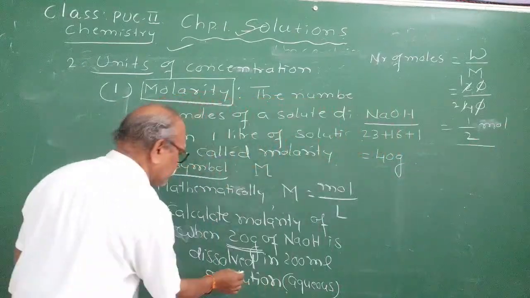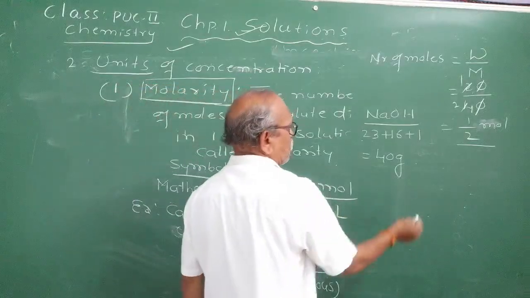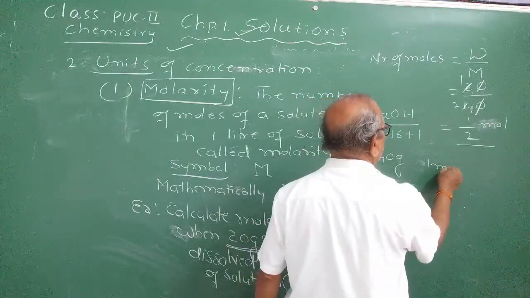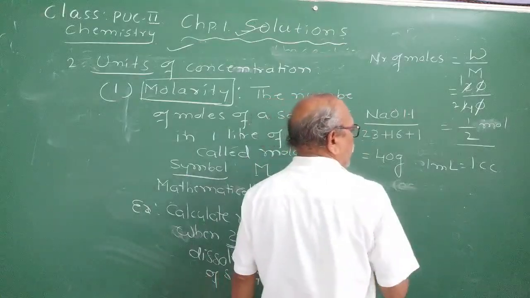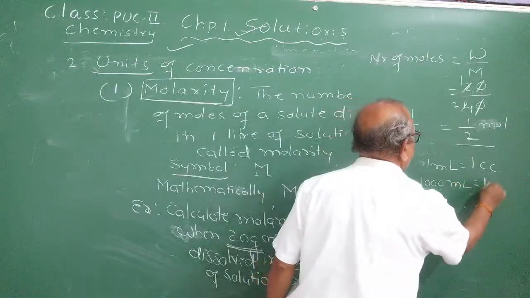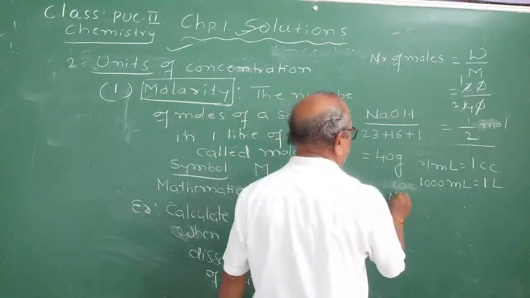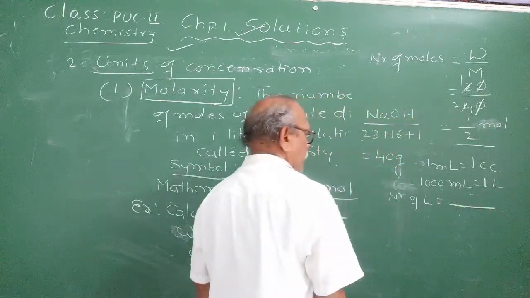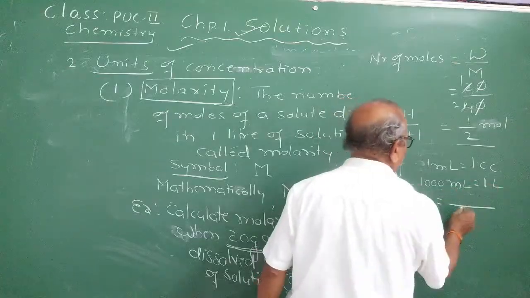Now, you have to convert. 200 ml is given, but you have to write it in liter. What is 200 ml? Remember, 1 ml is equal to 1 cc. Are you getting me? Then 1000 ml will be equal to what? 1 liter. Now we have to calculate the number of liters. What is the formula to calculate the number of liters? See, 1000 ml is equal to 1 liter. Then 200 ml is equal to how many liters?